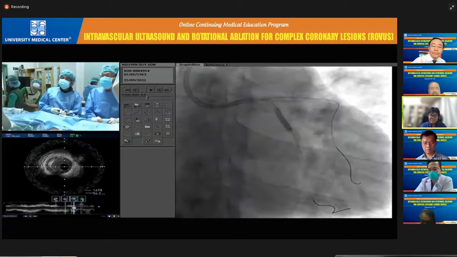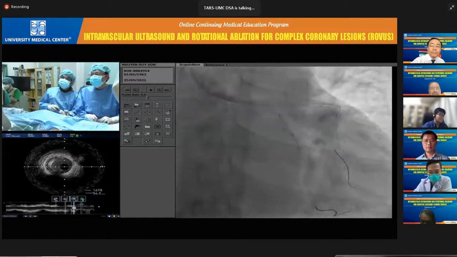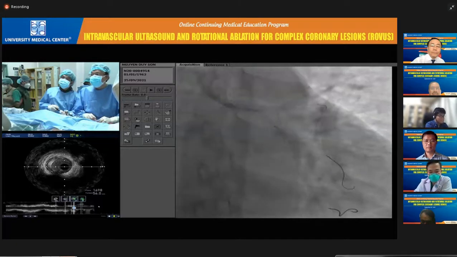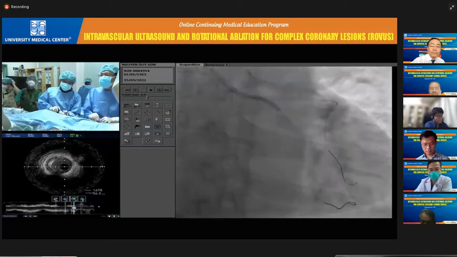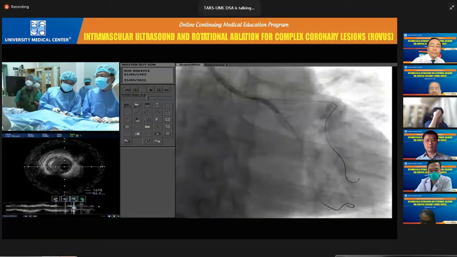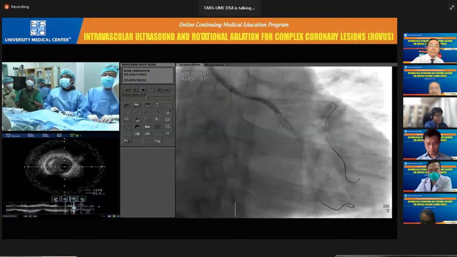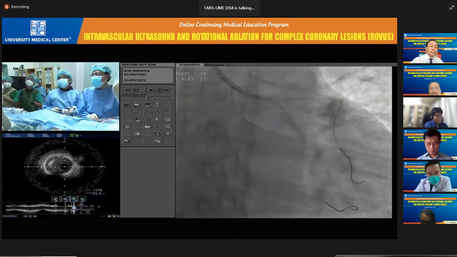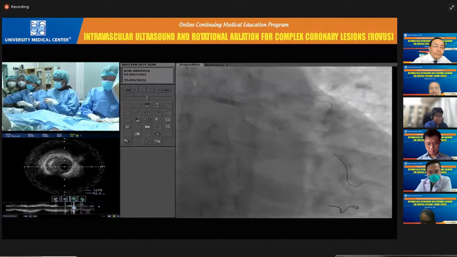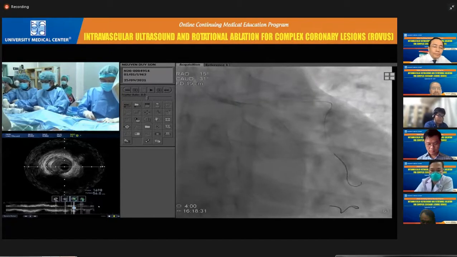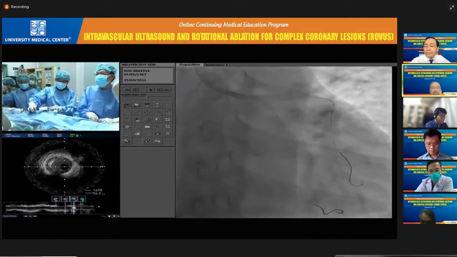Okay. So I just do balloon for the overlap stent, and now for the circumflex ostium. 20. Okay, 20 atmosphere. Okay, down. So how about the balloon for the LAD? We should choose a 3 or 3.5 NC balloon. I think 3.5 might be better for long-term reason.